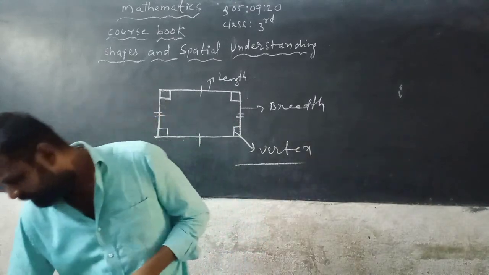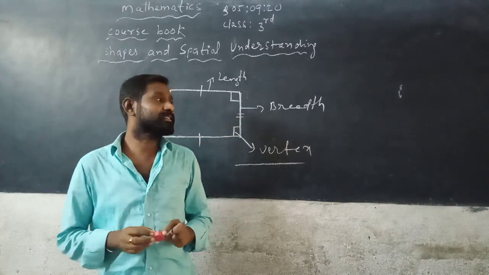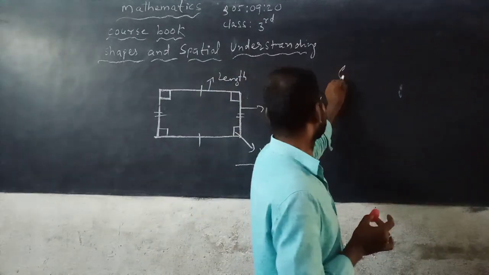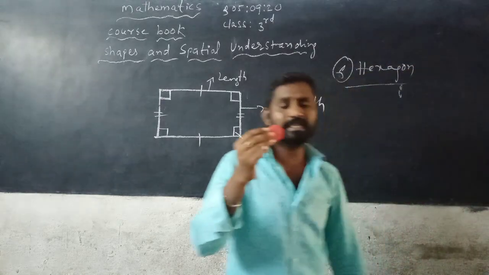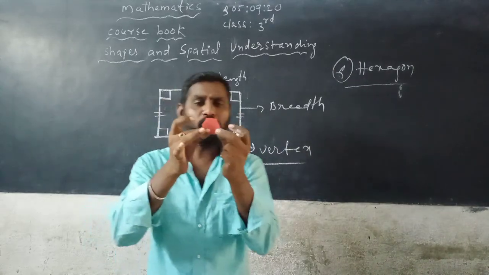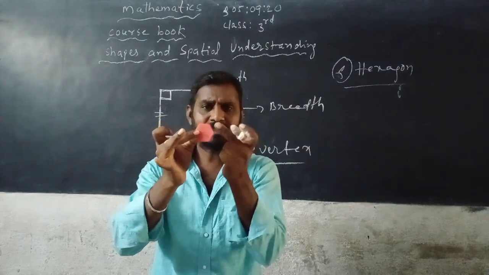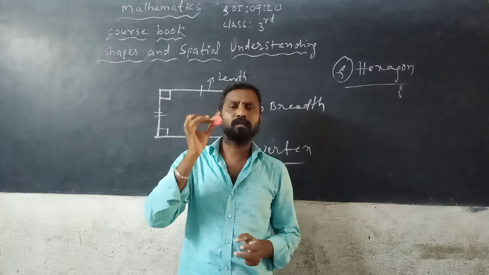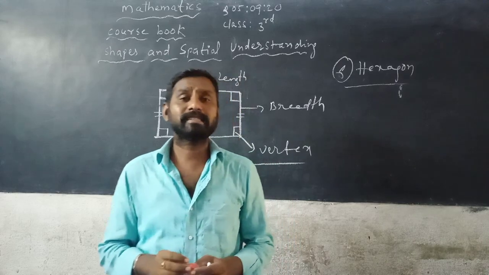Now, what is this? This is a closed figure. It is called a hexagon. Hexa means 6. Did you observe this? How many sides are there? 1, 2, 3, 4, 5, 6. Then it is called a hexagon. A closed figure having 6 sides is called a hexagon.